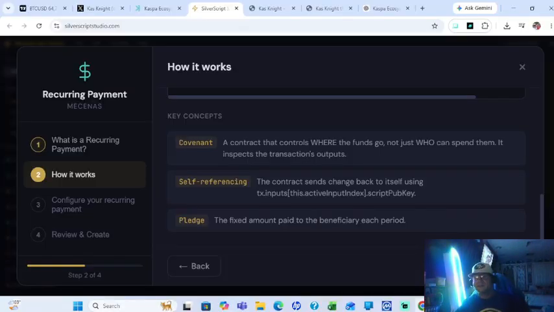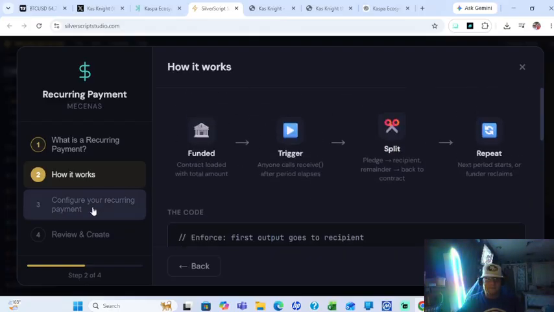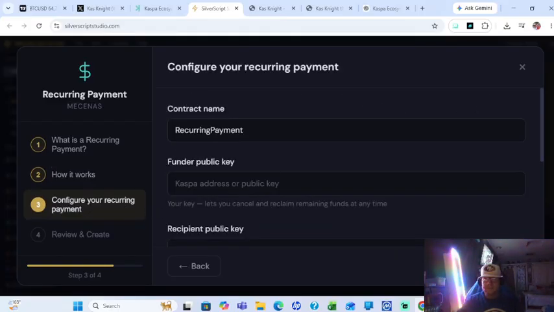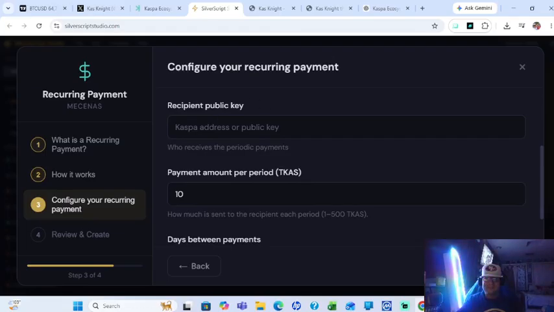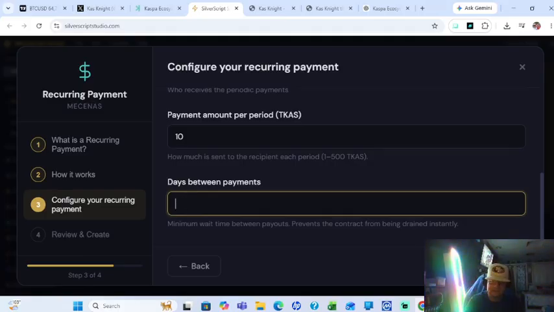So in a nutshell, you set a recipient, an amount, an interval, and fund it. There you go: recipient public key, payment amount, days between payments. Every 30 days, or every week, whatever you want to do. Recurring payments, amount per transaction.